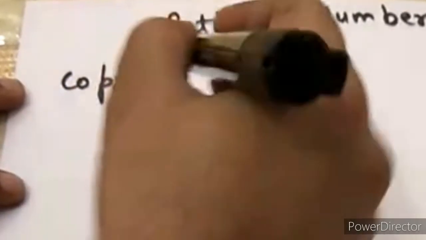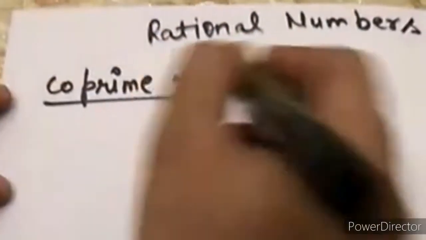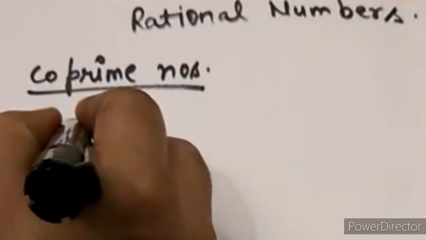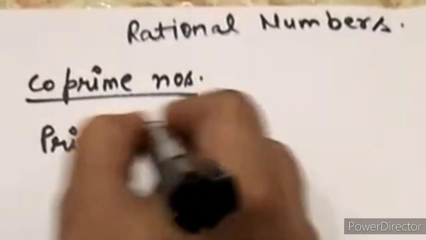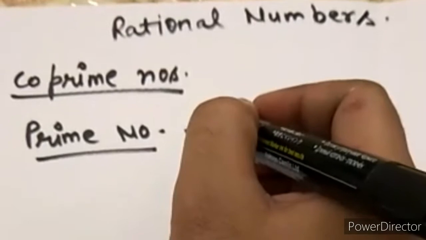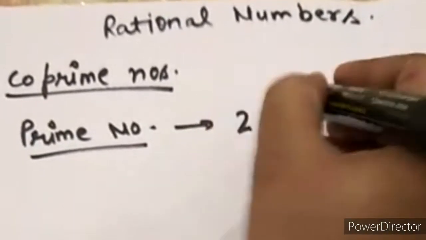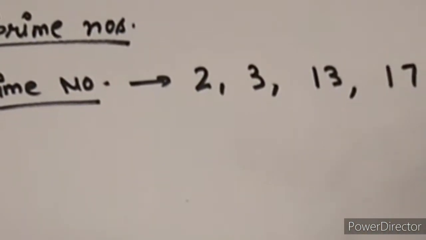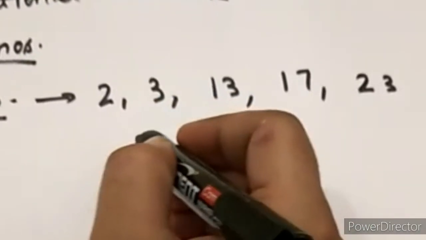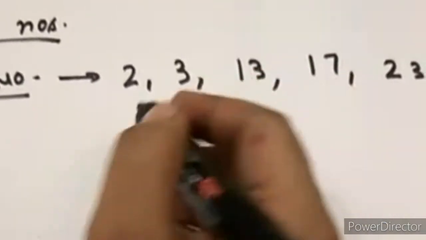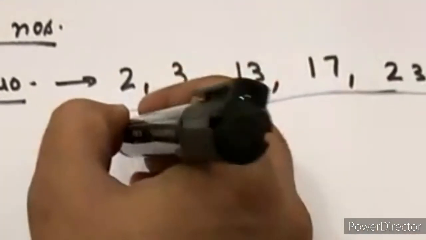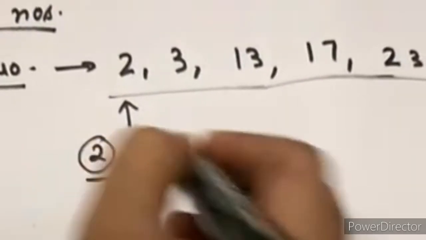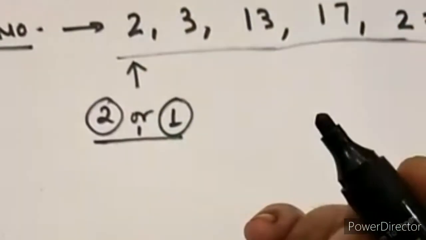We also have one type of numbers which are called co-primes. As you know, what are prime numbers? Prime numbers are those numbers which can be divided by that particular number and 1, like 2, 3, 13, 17, 23, etc. If you recall the prime numbers in our earlier video, you will find that these are the numbers which can be divided by either that number or 1.